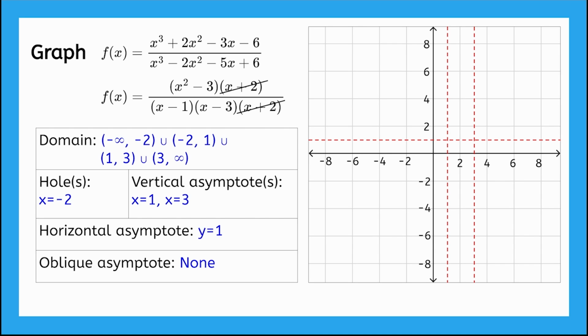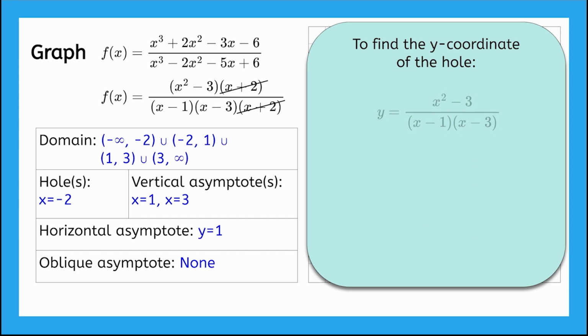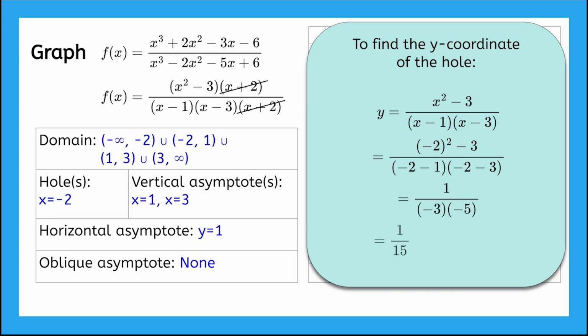We know that this function has a hole, but we don't know its precise location. How could we find the location of the hole if we don't have a function yet to examine? Here's a useful tool you can use to figure that out. Temporarily ignore the common factors that we canceled out and focus on just x squared minus 3 over x minus 1 times x minus 3. Using this modified version of our function will tell us what y would have been if the function was defined at x equals negative 2.